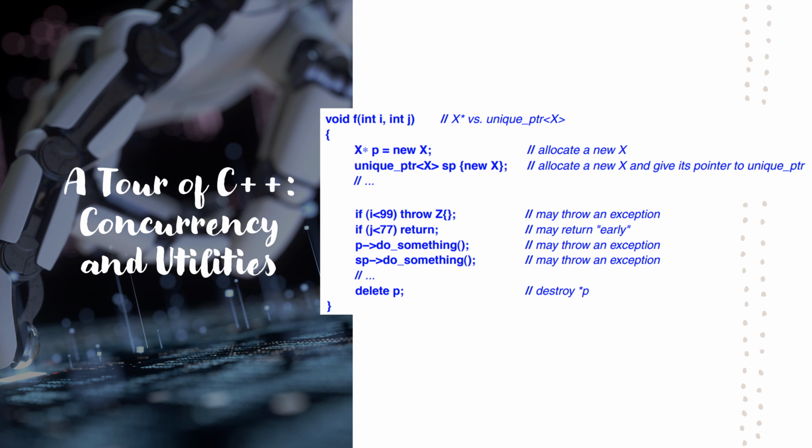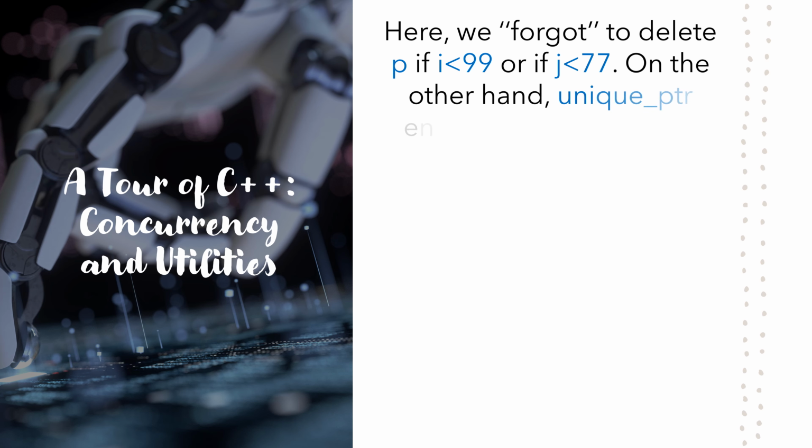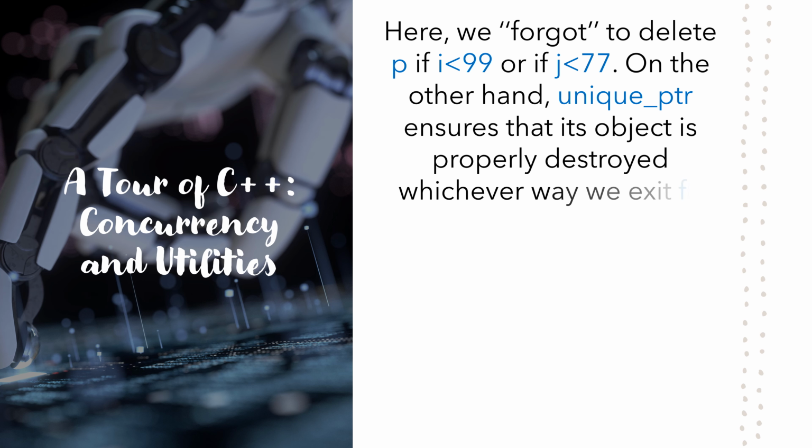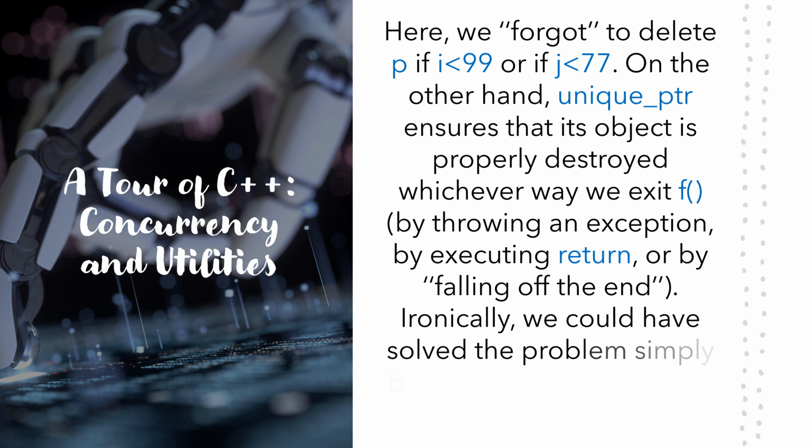delete p; // destroy *p. Here, we forgot to delete p if i<99 or if j<77. On the other hand, unique_ptr ensures that its object is properly destroyed whichever way we exit f(), by throwing an exception, by executing return, or by falling off the end.